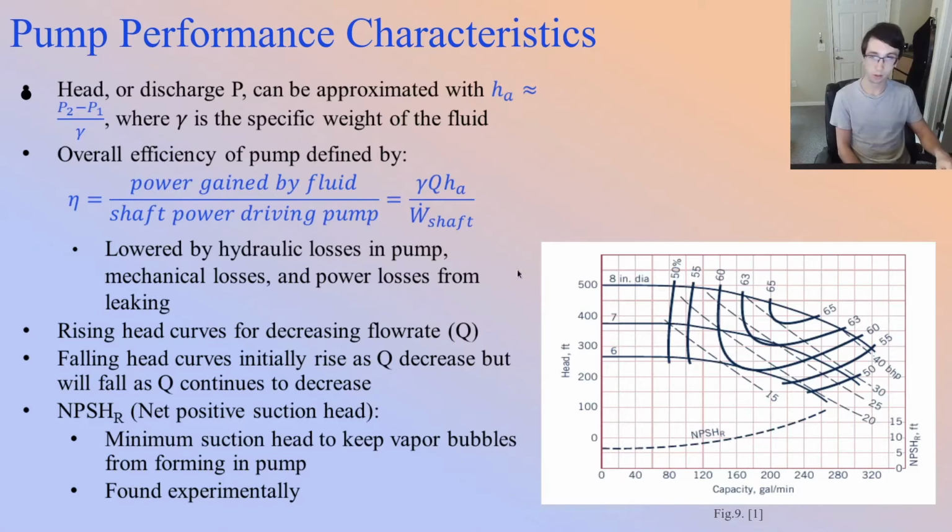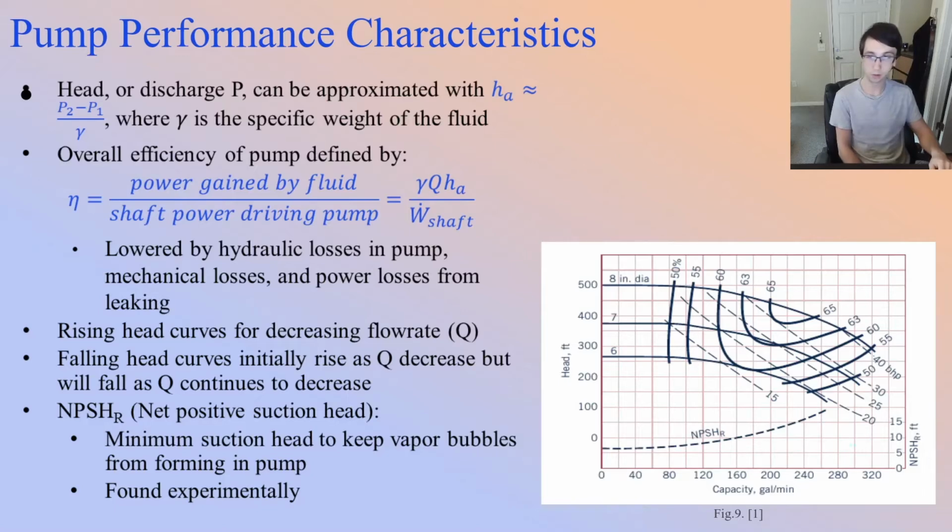We also have rising head curves for decreasing flow rate, though it doesn't quite show it on this graph, it might show it in others. Falling head curves will initially rise as Q decreases, but will fall eventually as Q continues to decrease.